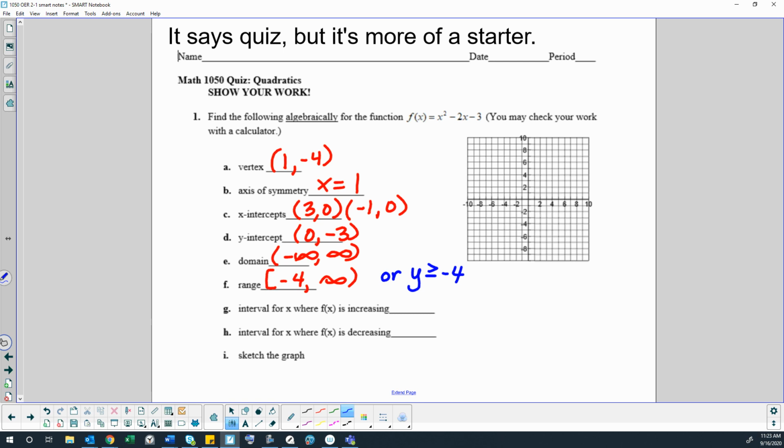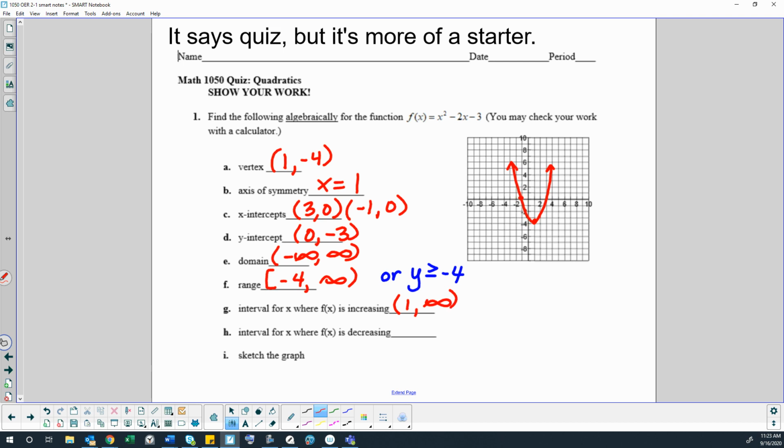Okay. Interval for where x is increasing. So now we're pulling in some of the stuff we did in the first chapter. So I really am going to draw the graph at this point before I write these down. So my vertex at (1, -4). Got my x-intercepts at (3, 0) and (-1, 0). Got my y-intercept at -3. So here's what my parabola looks like. So it's increasing from the x value of the vertex to infinity, right? So the x value of the vertex is at 1.